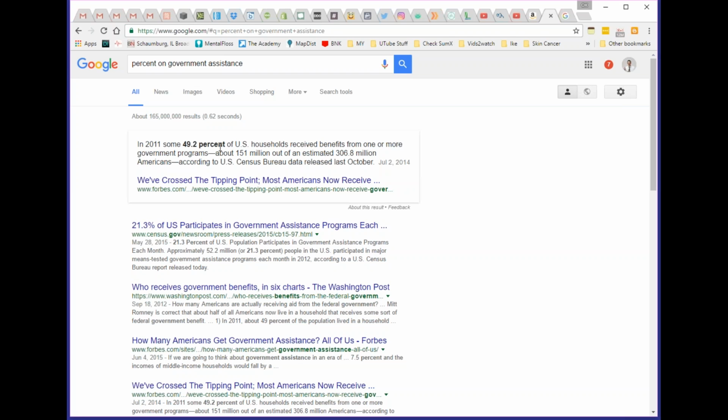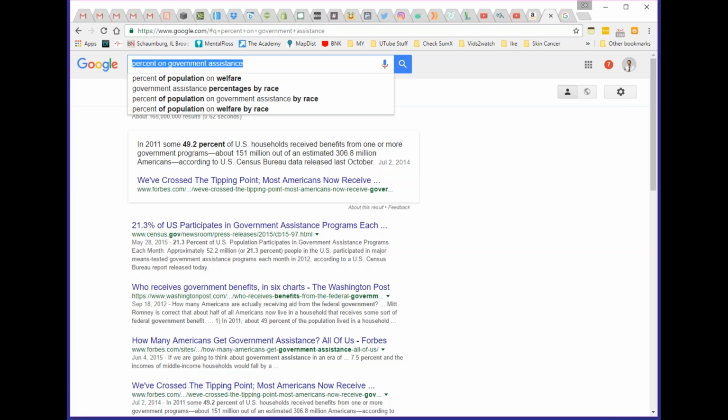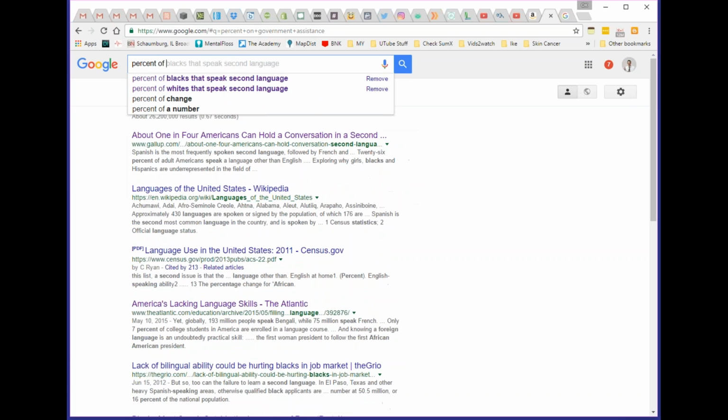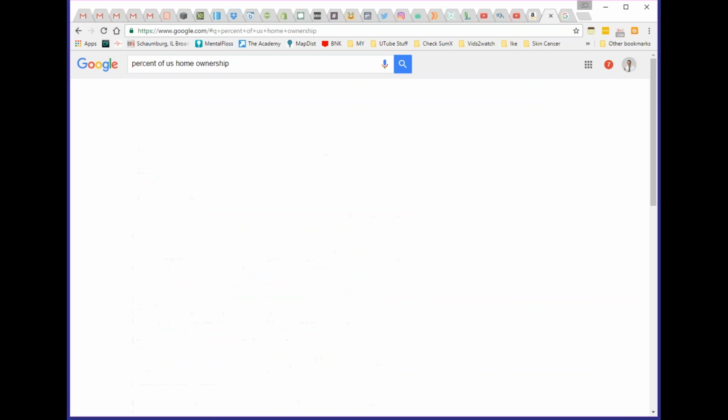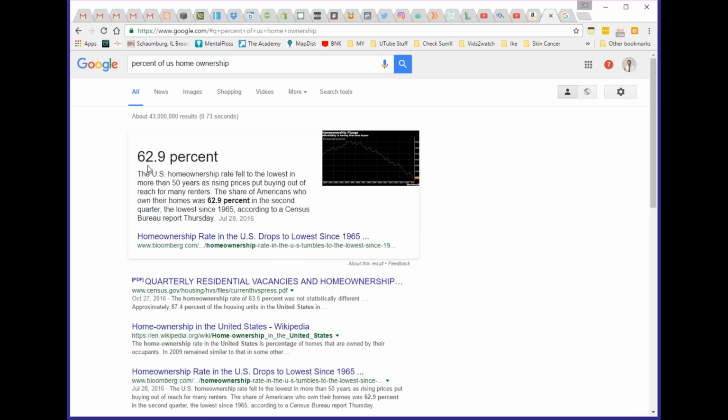Okay, 49% of households, basically, right? That's 2011. Now wait a second, this is government assistance, not rental assistance. So let's change this. Percent of American home ownership. Okay, so 62.9% of Americans own their own home.